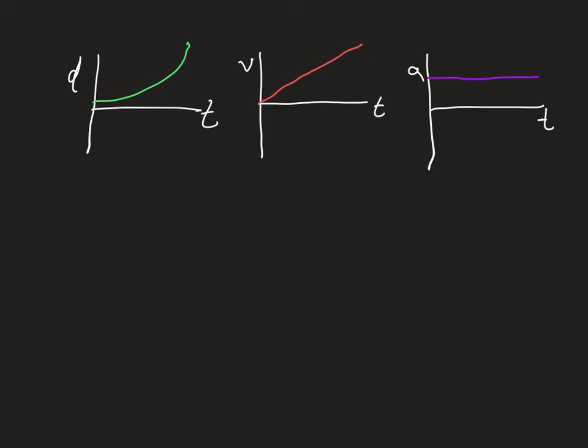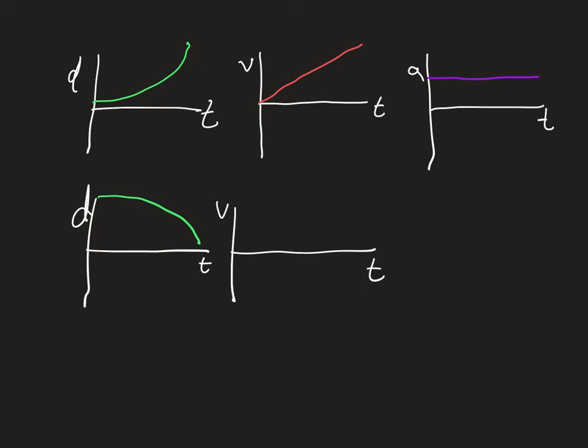If the distance time graph shows something like this, the velocity time graph would look something like this. Therefore, regardless of where I'm at, it is always changing. Because it's changing, the acceleration time graph would be a constant negative.